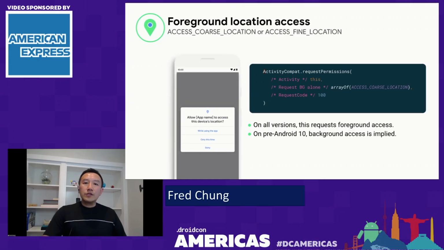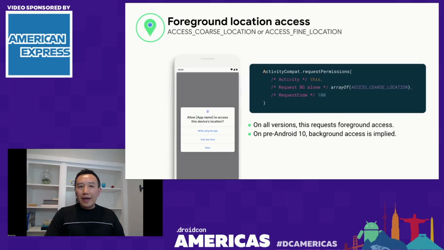Now, also more things on location. On Android 10, we introduced the separation of foreground and background location permissions. There's no change to foreground access requests. This will be adequate for most use cases, whether you need fine location or coarse grain location.